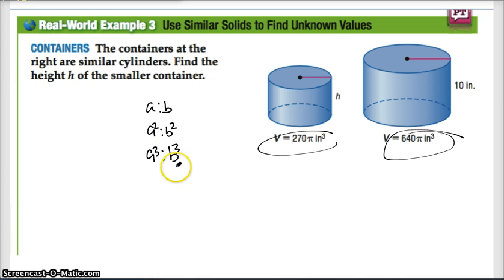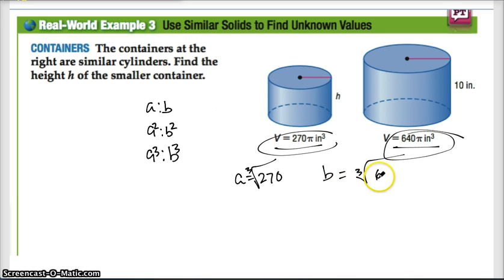And so now that I have that information, it will be really good if I could find the scale factor by simply taking the cube root of the volume, right? Does that make sense? If I can go back in a way and figure out what thing cubed got me to 270 and what thing cubed got me to 640. So a, in a sense, is equal to the cube root of 270, and b is equal to the cube root of 640.